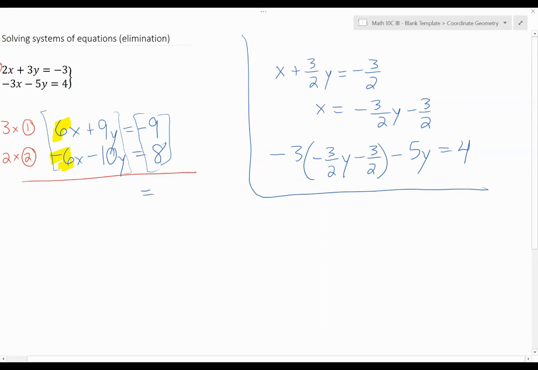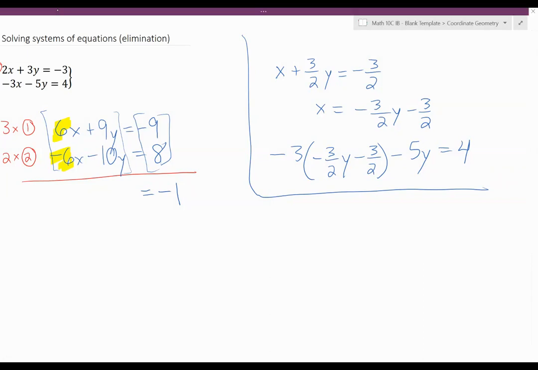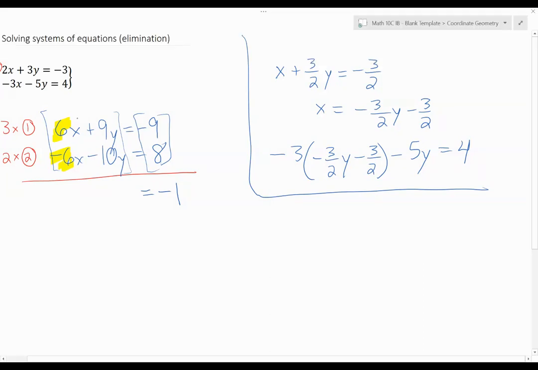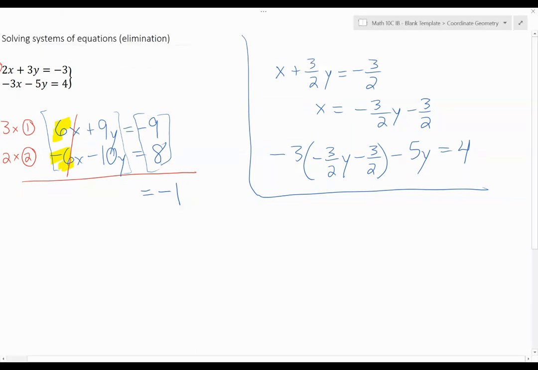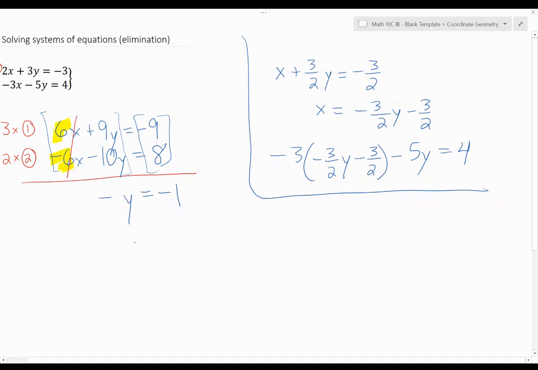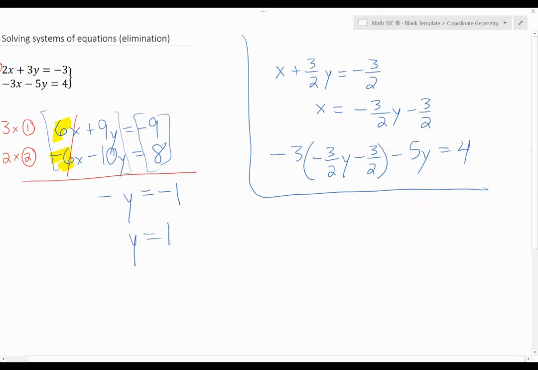So the sum of negative 9 and 8 is negative 1, but the sum of 6x plus 9y and negative 6x minus 10y also has to be negative 1 because they're equivalent to each other individually. Well, when I add 6x and negative 6x, they disappear. When I add 9y and negative 10y, I get negative y, which means that y is equal to 1. If I had done all of the work with the fractions that I started out with, I would have ended up with this exact same value, and I'll leave it to you to check that if you like, but I would have gotten y equals 1.